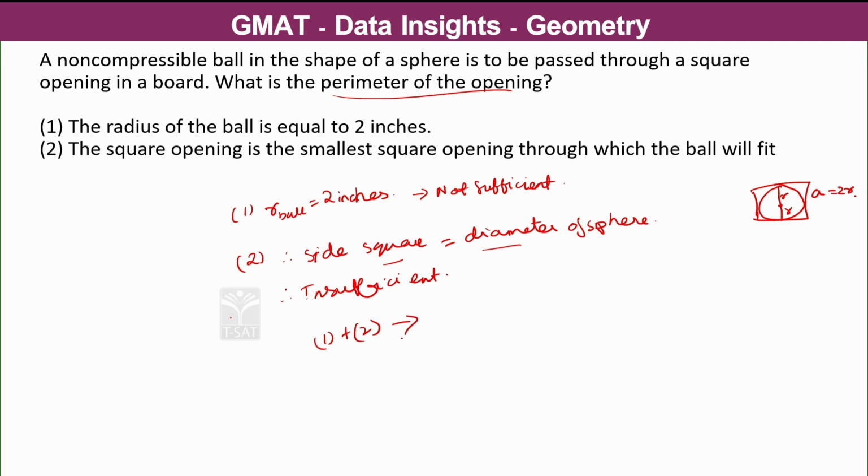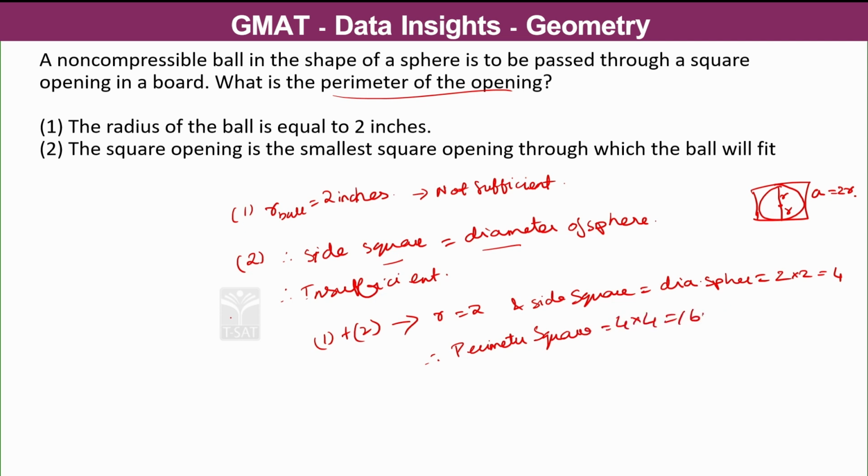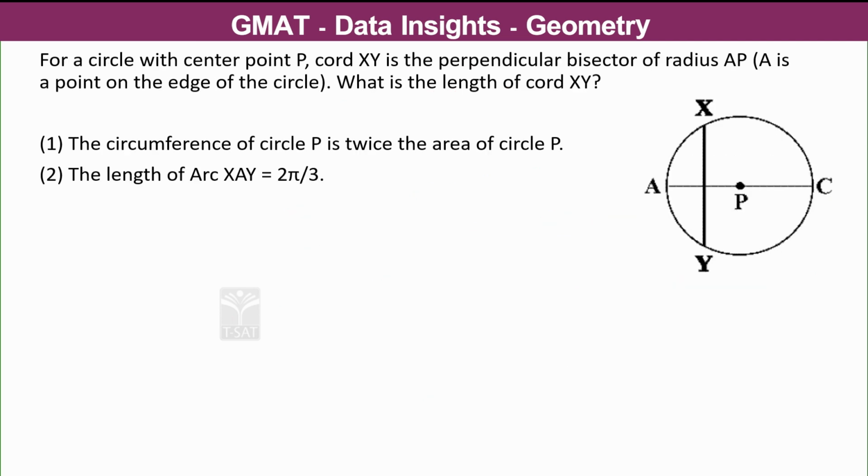So, 1 and 2 together, where you are given the radius of the ball is equal to 2 inches and the side of the square will be equal to the diameter of the sphere, that is 2 into 2, that is 4. Therefore, the perimeter you can easily calculate. Perimeter of the square is equal to 4 times side, that is 4 into 4 is equal to 16 inches. Hence, yes, statements 1 and 2 together are sufficient to answer the question. Let us move to the next question now.